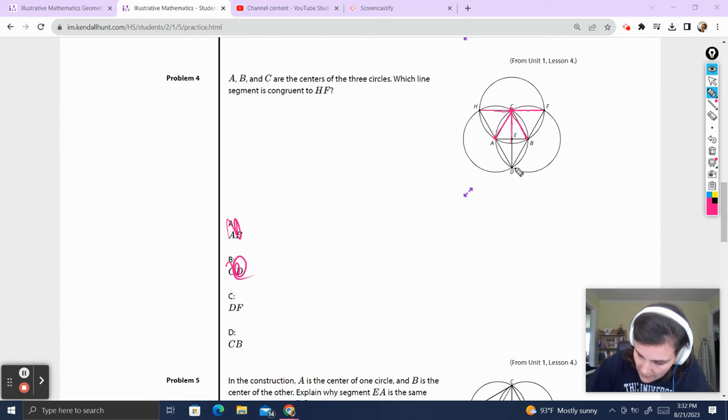DF, we have D to F. Well, D to B is 1 radius of circle B, and B to F is a second radius of circle B, so it is also 2 radiuses. So yes, this one looks good.